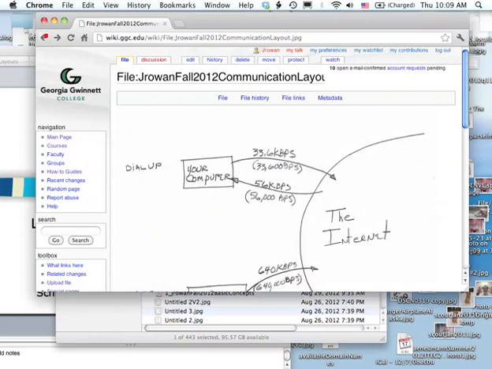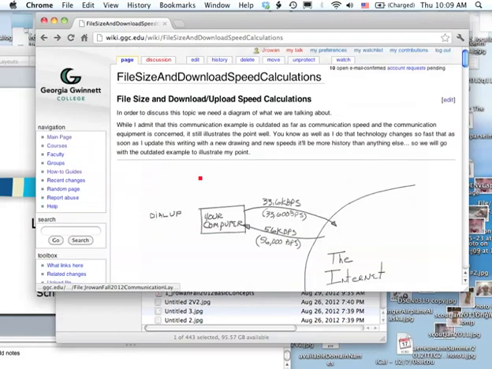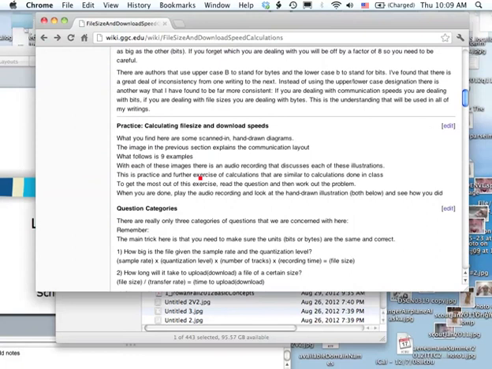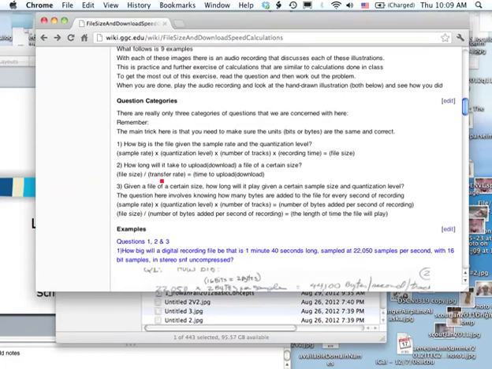So let's look at some of the problems. Basically, you're going to run across three different types of problems in this class that deal with file size and transmission speed. The first one is, how big is a file given the sample rate and the quantization level? The way you calculate that is you take the sample rate, you multiply it by the quantization level, you multiply it by the number of tracks, either one for mono or two for stereo, and then you multiply it by the recording time in seconds, and that should give you the file size.